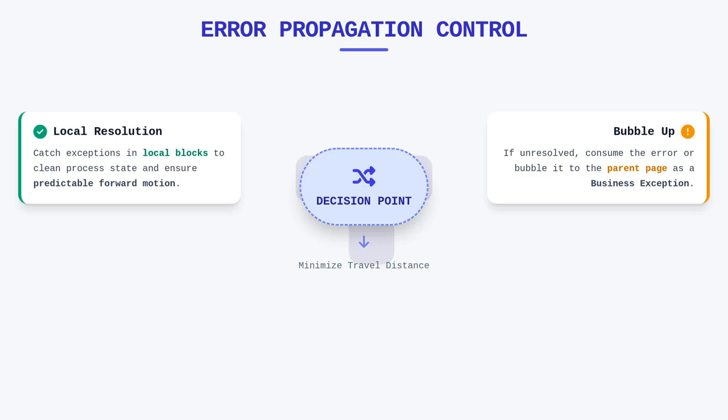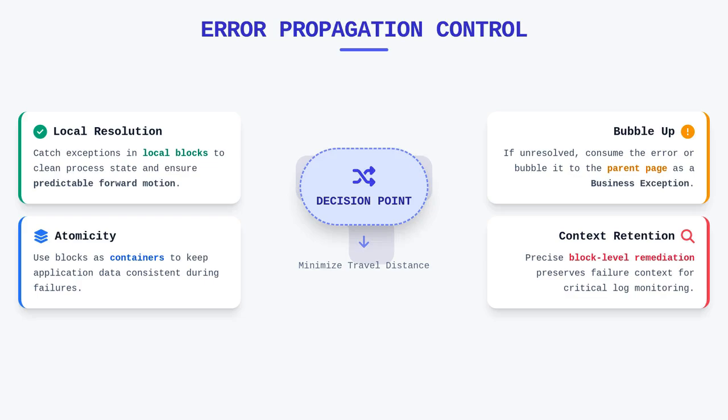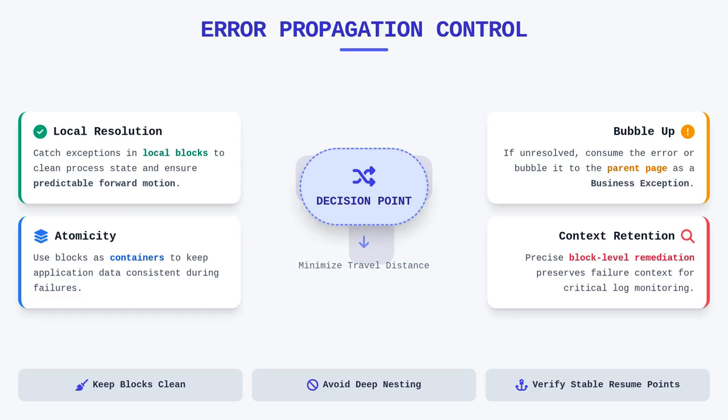You should always aim to minimize the distance an exception travels before it is resolved or rethrown as a meaningful business exception. By implementing precise block-level remediation, you retain the full context of the failure, which is invaluable when monitoring logs later. A well-designed process uses blocks as containers for atomicity. They ensure that even when an operation fails, the state of your application and your data remains consistent and ready for the next iteration. Keep your blocks clean, avoid unnecessary nesting, and always verify that your resume points lead to a stable state.